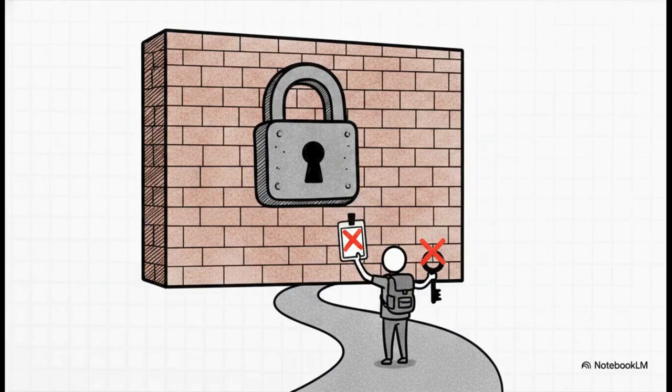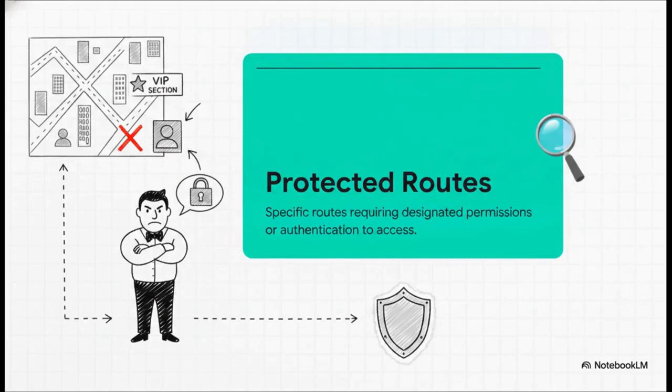But whoa, hold on a second. You can't just go anywhere you want, right? Sometimes you hit a digital wall. You don't always have the right credentials to enter a specific building. And this perfectly illustrates our final source term, protected routes.